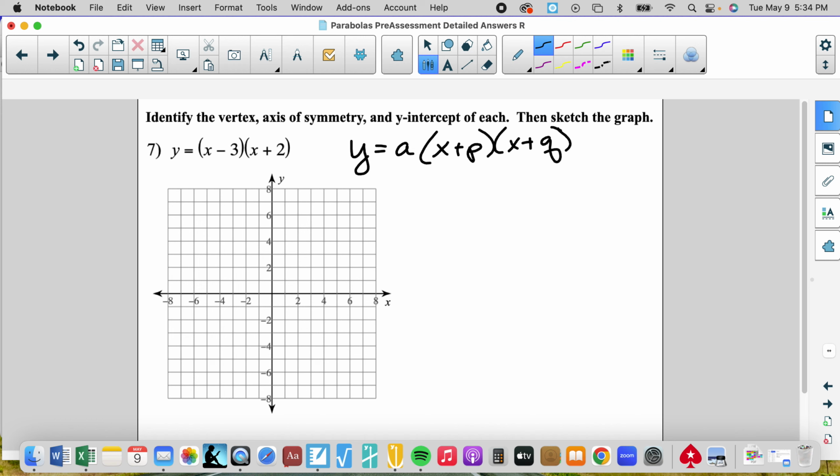So in this case, our first thing is find the x-intercepts. We know that at an x-intercept, y equals 0.